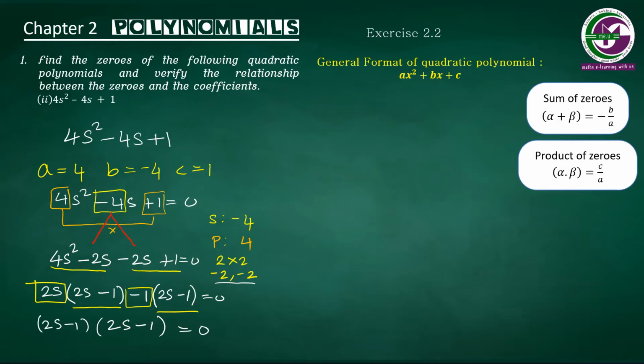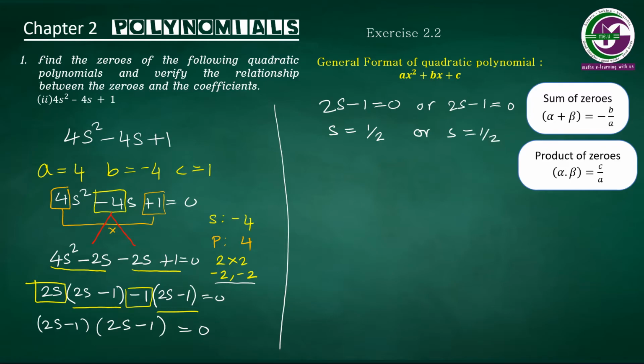Now the product of two factors is 0 if and only if any one of the factors is 0. That means 2s minus 1 equals 0, or 2s minus 1 equals 0. Solving, you will get s equals 1 upon 2 or s equals 1 upon 2. So we got two zeros and both the zeros are the same. We'll name them alpha equals 1 by 2 and beta equals 1 by 2 are the zeros. This is the first part.